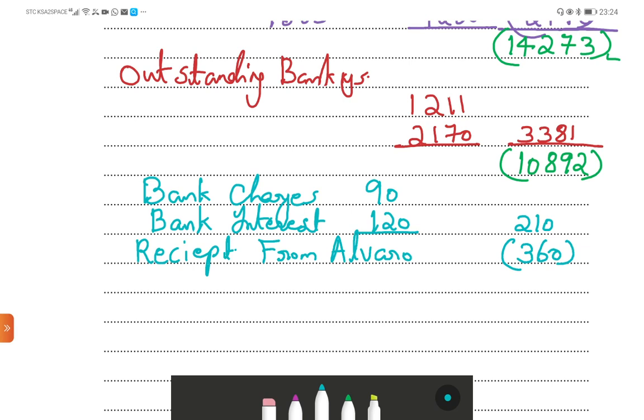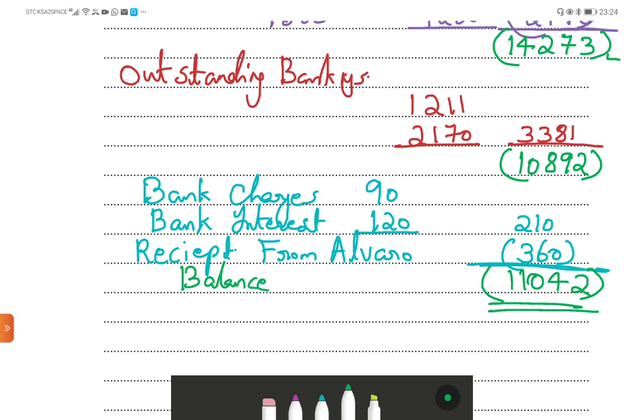So now the final amount is 11,042. 11,042 is the minus amount. So we can say this is balance as per cash book. So this is the bank overdraft. This is our answer. So we can move to the next part.